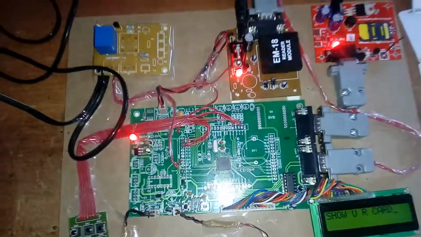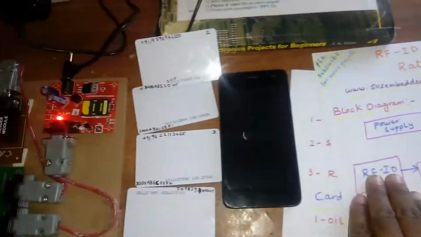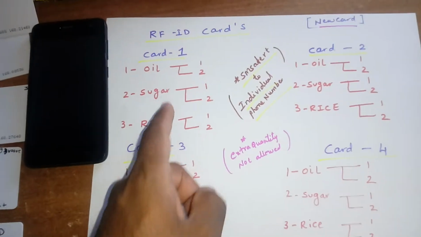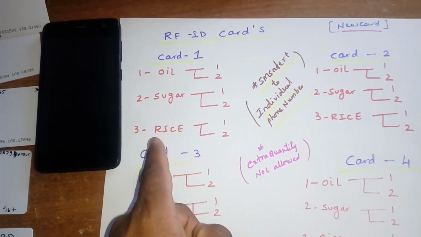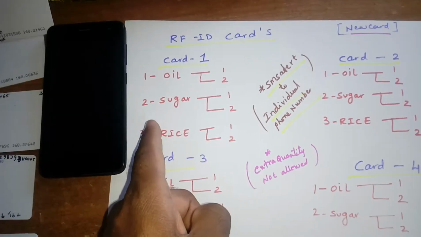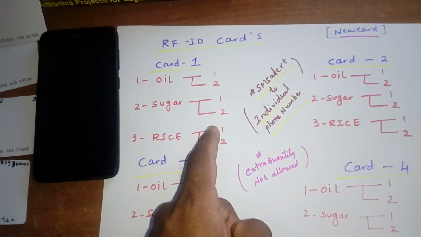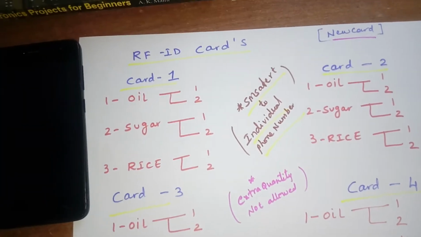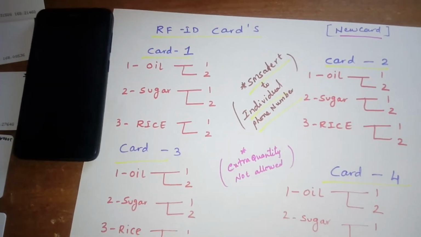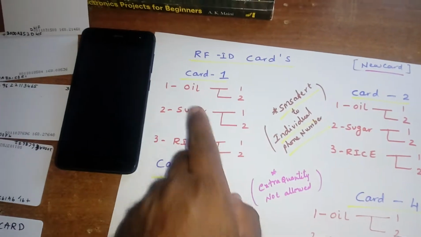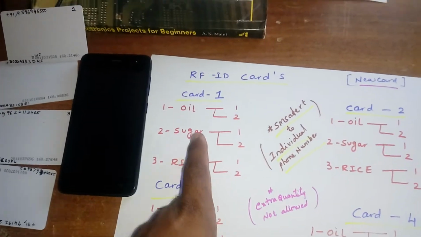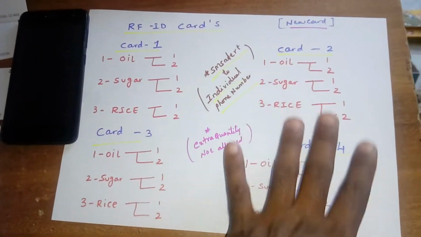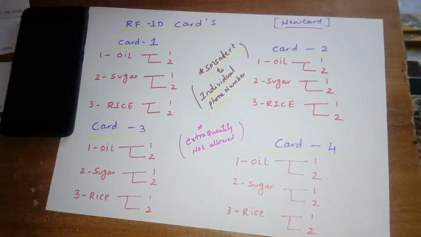This is the ARM processor board, and we have a flow chart and 4 RFID cards. Each RFID card can take oil, sugar, or rice. First press 1, 2, or 3, and choose the quantity. If oil is taken, it will send an SMS alert to the individual phone number. Extra quantity is not allowed, and once you have taken the oil you cannot take it another time. A new card will show as new card. Each RFID card has individual programming.